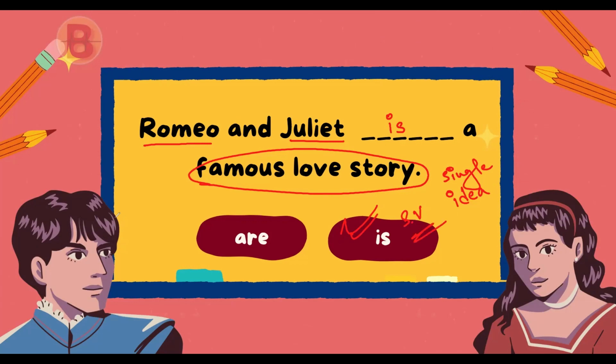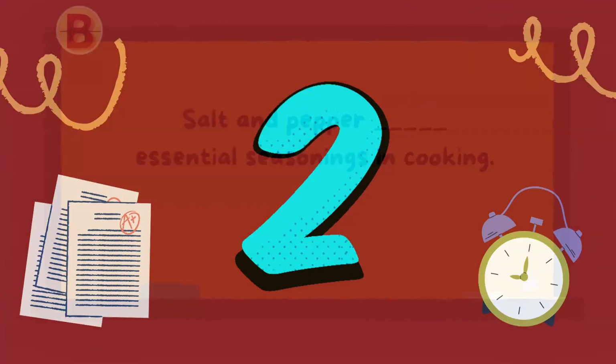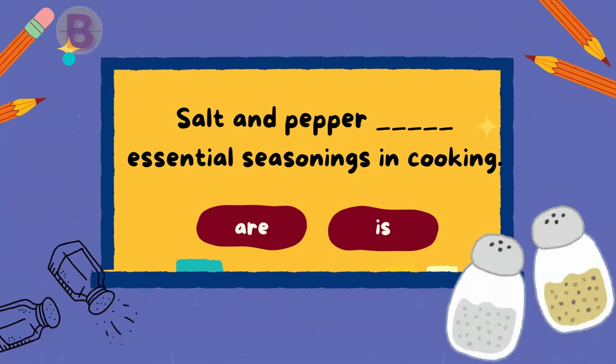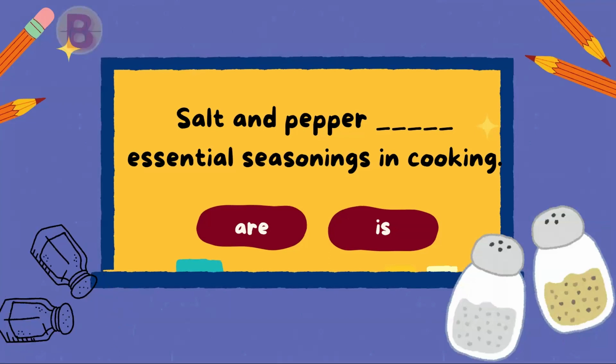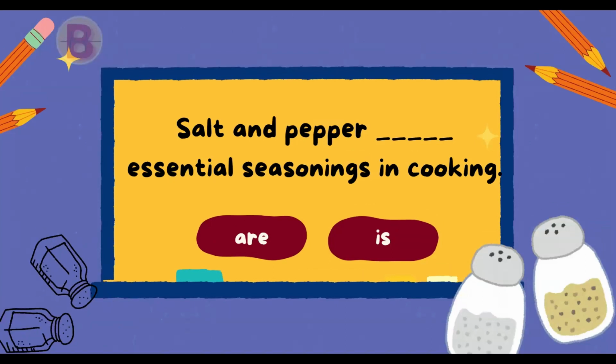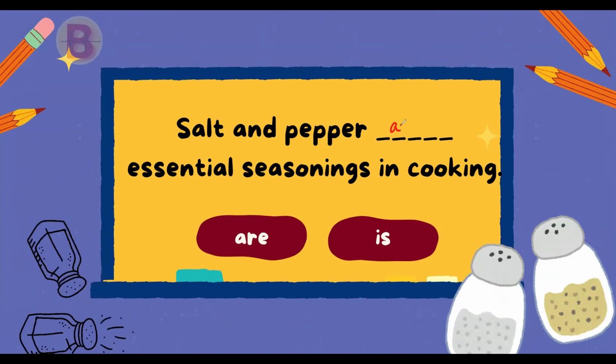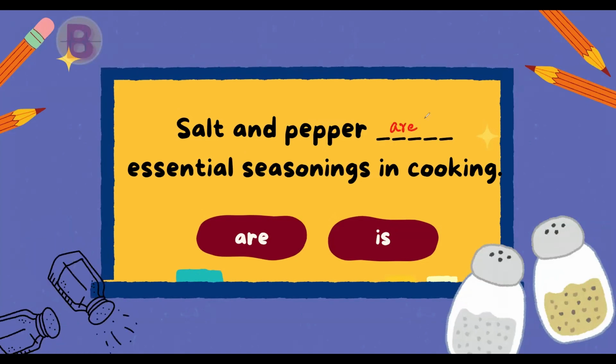Let us now go to our next question. Salt and pepper dash essential seasonings in cooking. Your time's up. The correct answer is R. Why? Let us understand that.